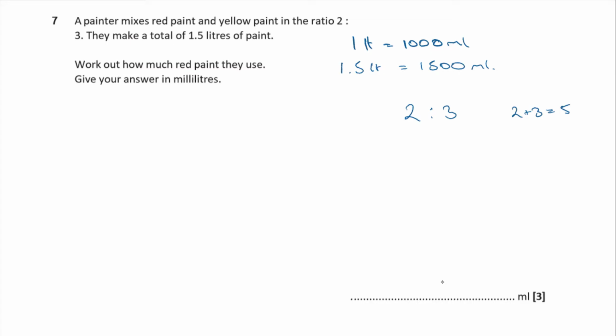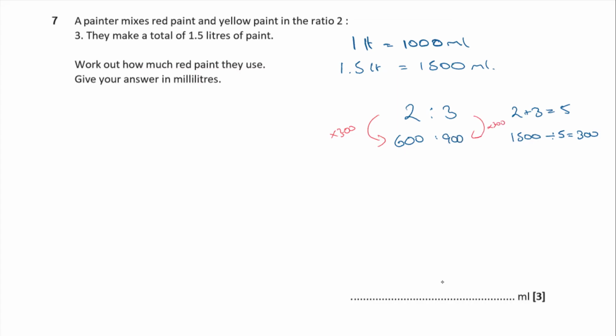Now what's the value of each of those shares? If I take 1,500 and I divide it by 5, that's going to equal 300, isn't it? Okay, 1,500 divided by 5. That means the value of each share must be 300. So if I take this ratio 2 to 3 and I scale up by a factor of 300, 2 times 300 is 600, and 3 times 300, that is 900.